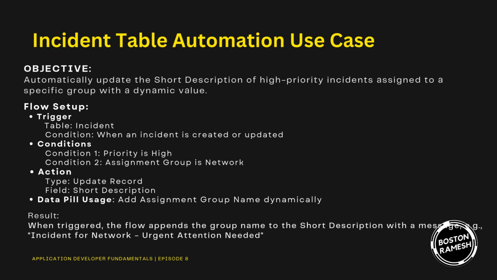There may be different assigned groups, or there may not be any assigned groups, but whenever the assignment group is set to network and the incident priority is high, the workflow will move to the next step, doing some actions. So what is the action here? The action is that we're going to update the record, the same incident record. And then what is the update? We are going to update the field short description.